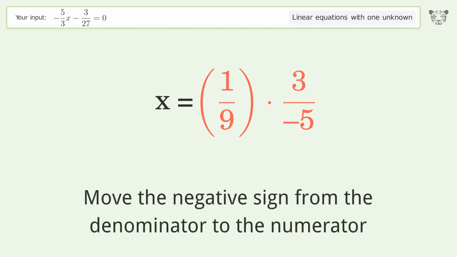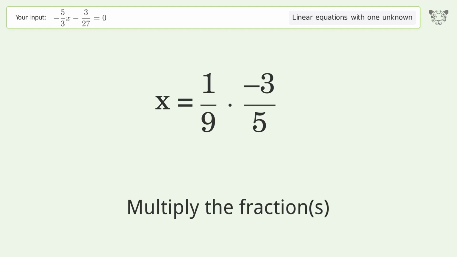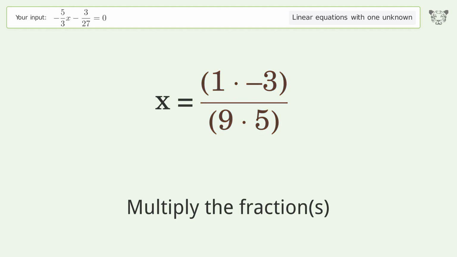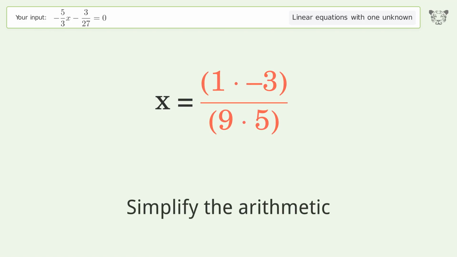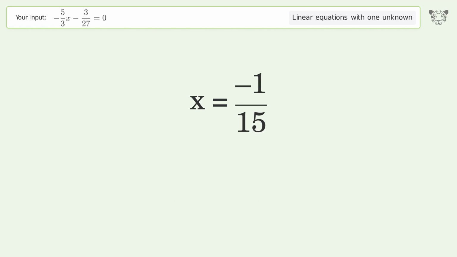Move the negative sign from the denominator to the numerator. Multiply the fractions. Simplify the arithmetic. And so the final result is x equals -1/15.